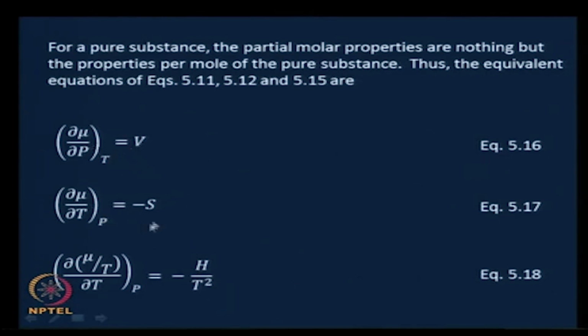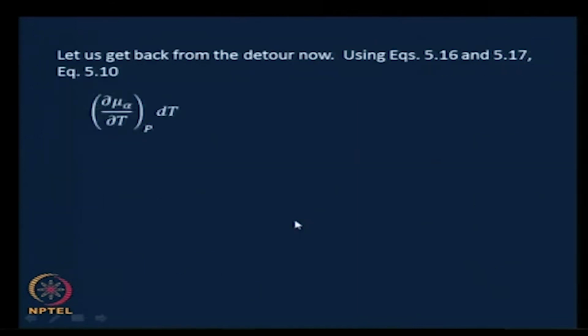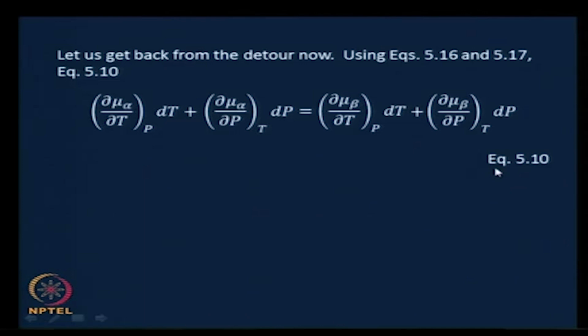Now what we will do is we will substitute these. Remember, this was a detour, we will go back from the detour to considering the case of equilibrium of a pure substance between two phases. This was the equation that we had gotten by equating d mu alpha equals d mu beta, and this was equation 5.10, at which point we took a detour. Now we are going to substitute for these expressions in terms of 5.16, 5.17.